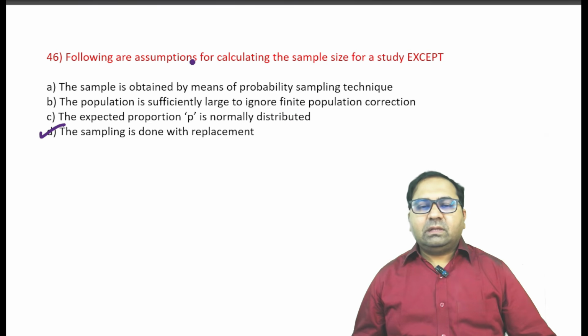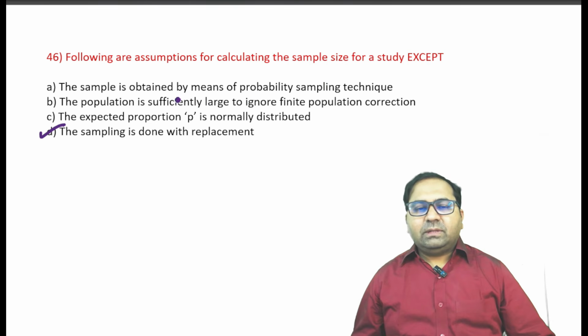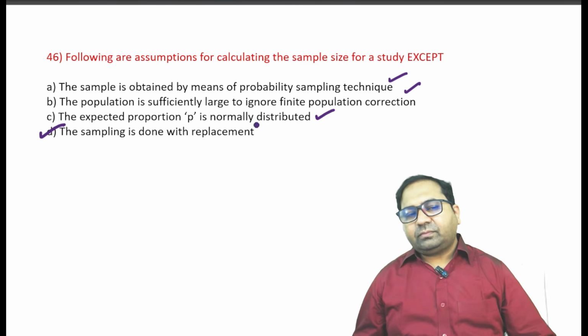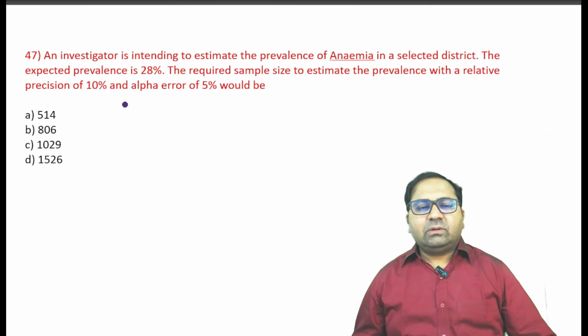Once again, the following are the assumptions for calculating the sample size for a study except. We will see the options again. The sample is obtained by means of probability sampling technique. Yes. Population is sufficiently large to ignore the finite population correction. Yes. The expected proportion P is normally distributed. Yes. Whereas the sampling is done with replacement. No. Okay. Now, next question.